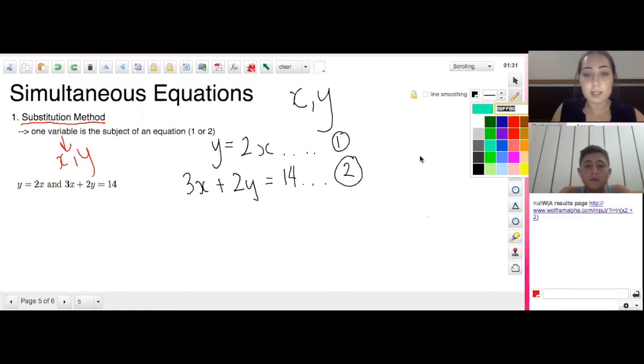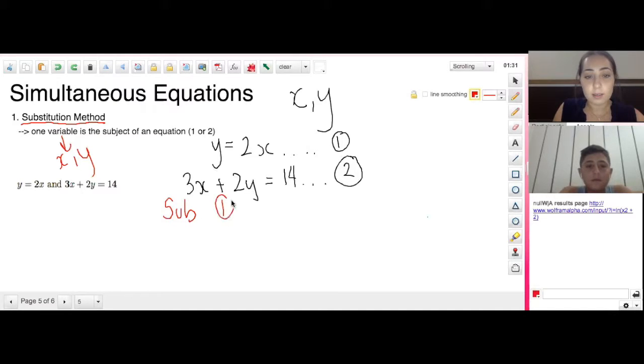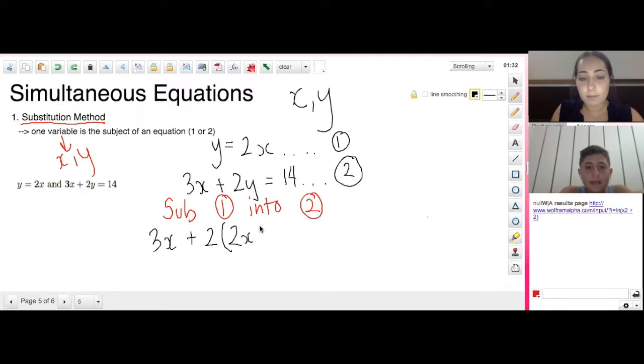So we're going to write sub 1 into 2. What this means is that wherever you see the letter y in equation 2, you substitute in 2x. So we're going to do it as follows. We start with 3x plus 2, and then this is multiplied by our y, and our value of y is 2x. So we put a bracket, we put 2x, and we continue the equation, equals 14.